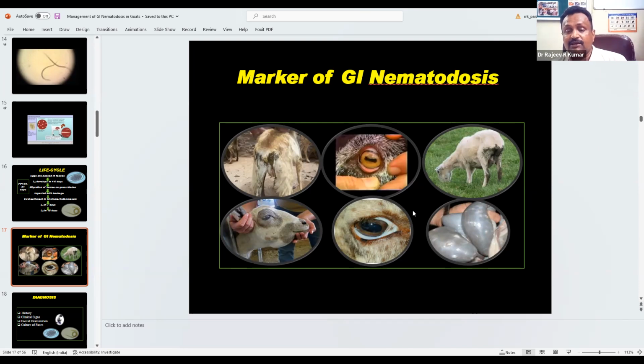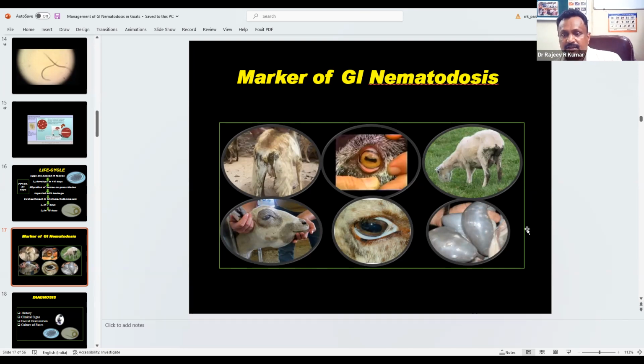But this type of clinical sign also occurs in other helminth parasites. So on that basis, we can't say that it is a case of gastrointestinal nematodes. Due to heavy loss of blood, there may be hypoproteinemia, that is, swelling at the intermandibular region may also develop.